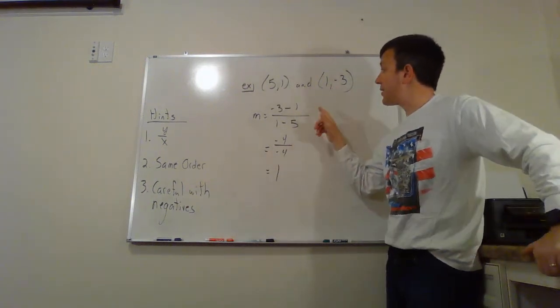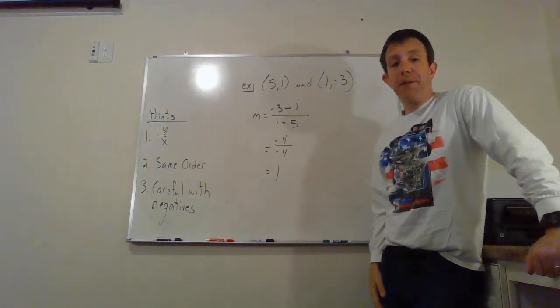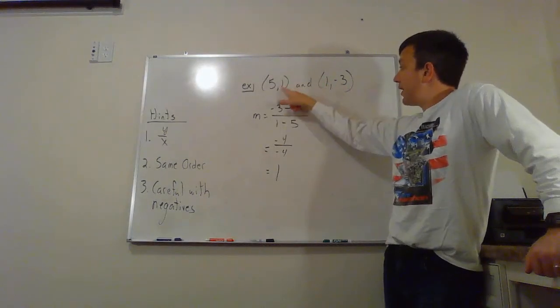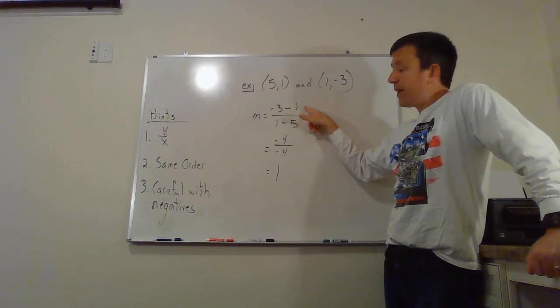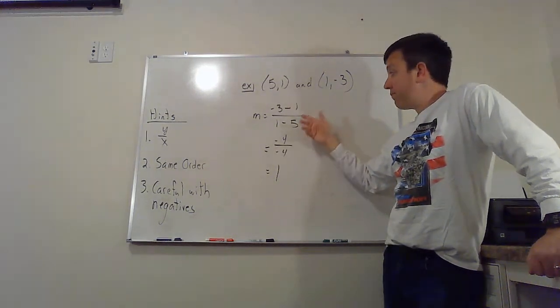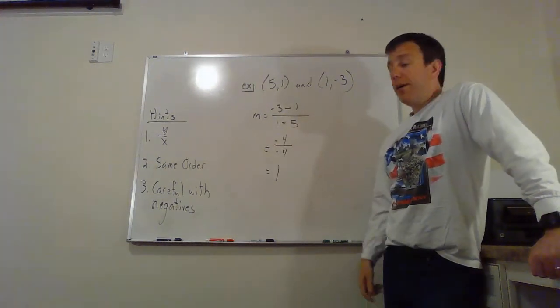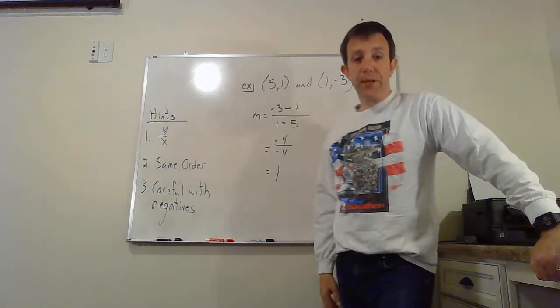All right, so I do have this example here, 5, 1, and 1, negative 3. So I did my subtraction, negative 3 minus 1, and then 1 minus 5. On the top, negative 3 minus 1 is a negative 4. And on the bottom, it's also a negative 4, giving me a slope then of 1.